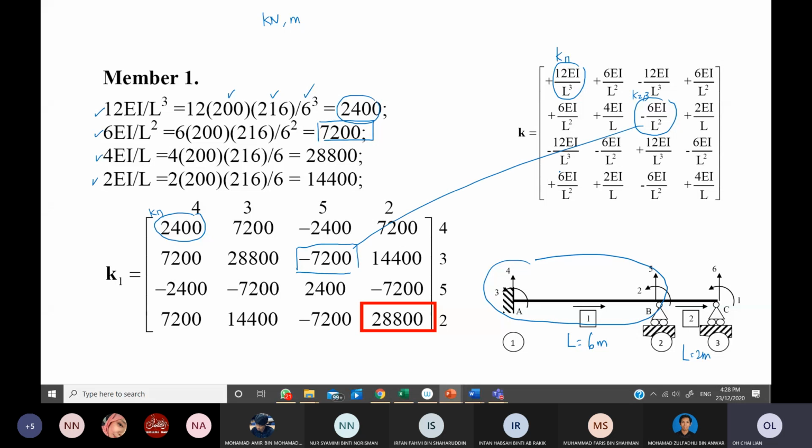Okay, so I hope you are clear on how to get the member stiffness matrix. Just follow the template and determine the elements in this matrix. Then you need to name this numbering. Okay, the numbering follows these rules. You need to follow naming the near end first.